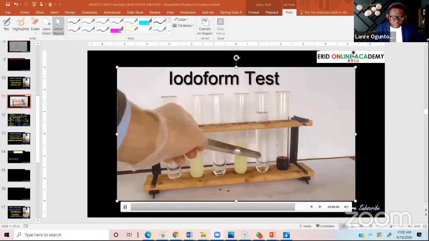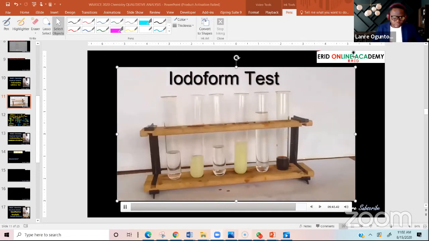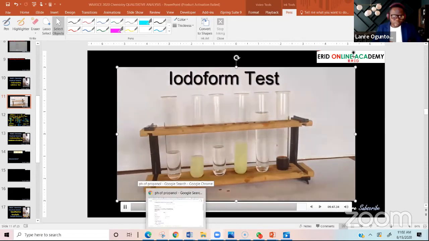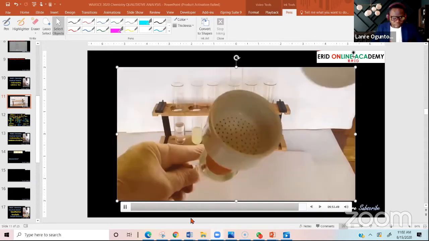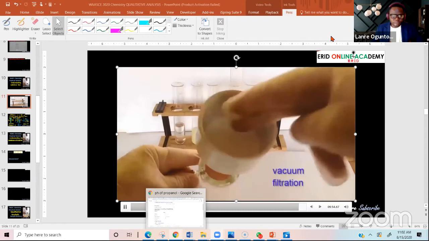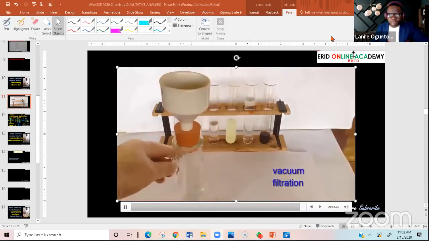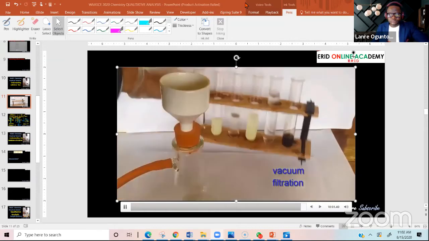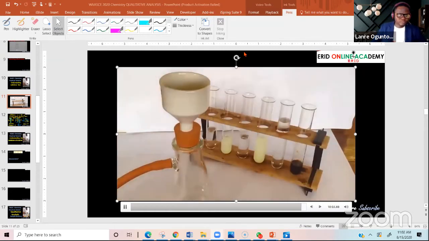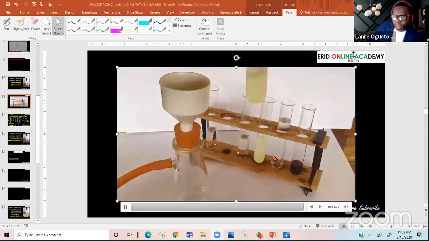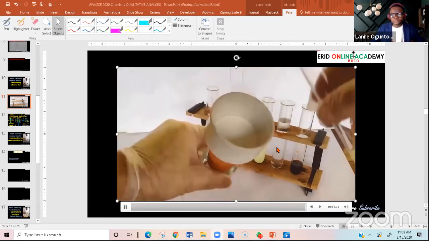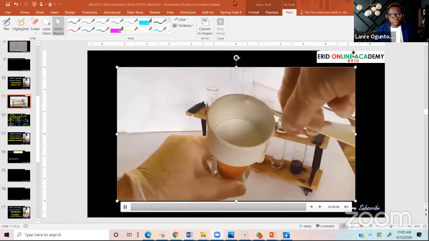Okay, so you may also be asked to filter. My goal is just for you to understand what the iodoform test is. After carrying out the test, you may be asked to carry out a filtration. Use your filter paper. You may not have this type of filtration apparatus in your laboratory. It may just be your funnel and filter paper. Just filter it, collect your yellow residue on your filter paper and dry it. So that's just the simple explanation of the iodoform test. It's very, very simple to understand. Okay, thank you.